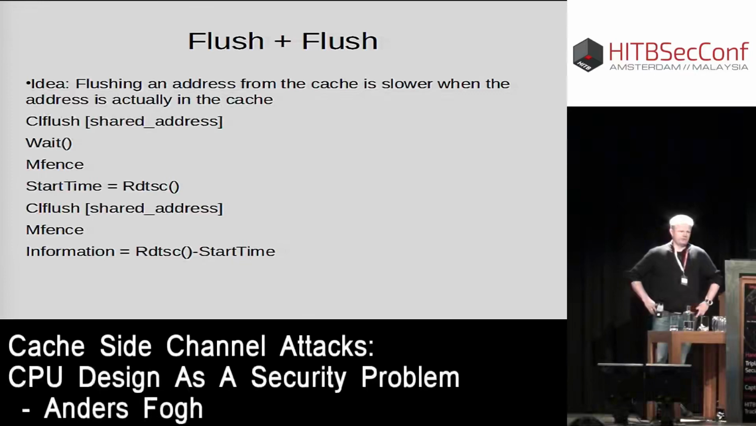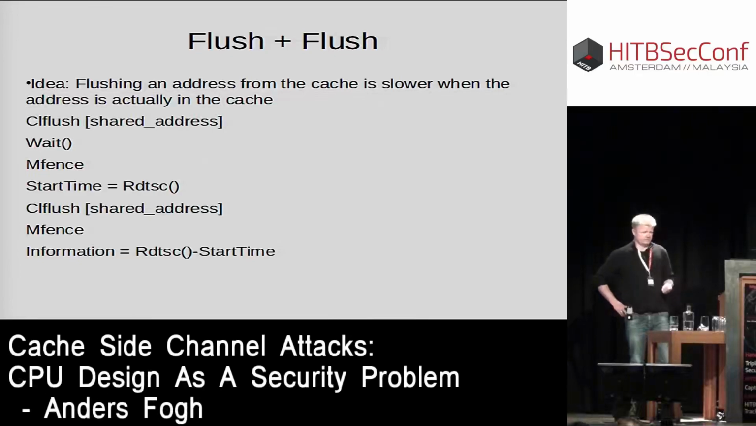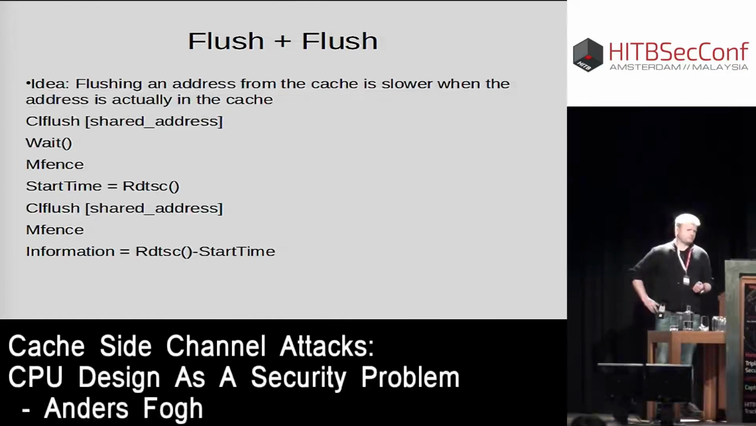So the basic idea about it is that flushing an address from the cache is slower when the address you're flushing is actually in the cache. The logic behind this is obviously that the instruction can shortcut and doesn't have to do as much work as when there's actually something in the cache. So here you have pseudo assembly code for the flush and flush attack. And the only thing that's changed is that the mov instruction has been replaced by CLFLUSH.